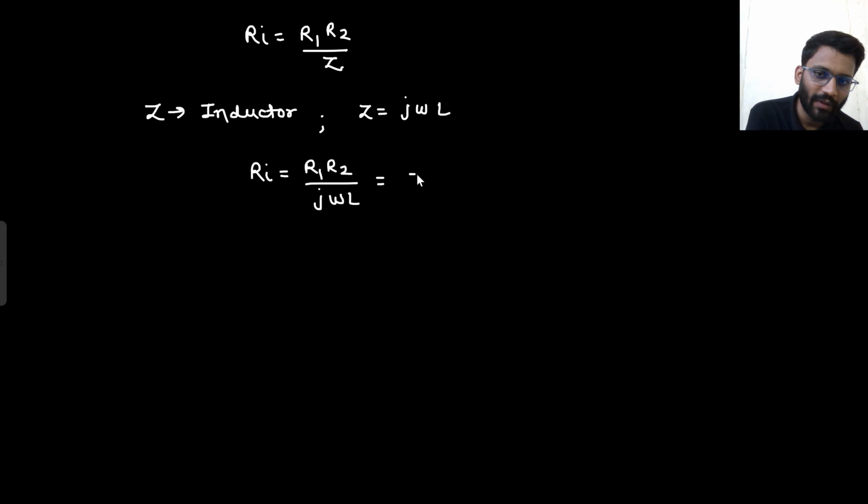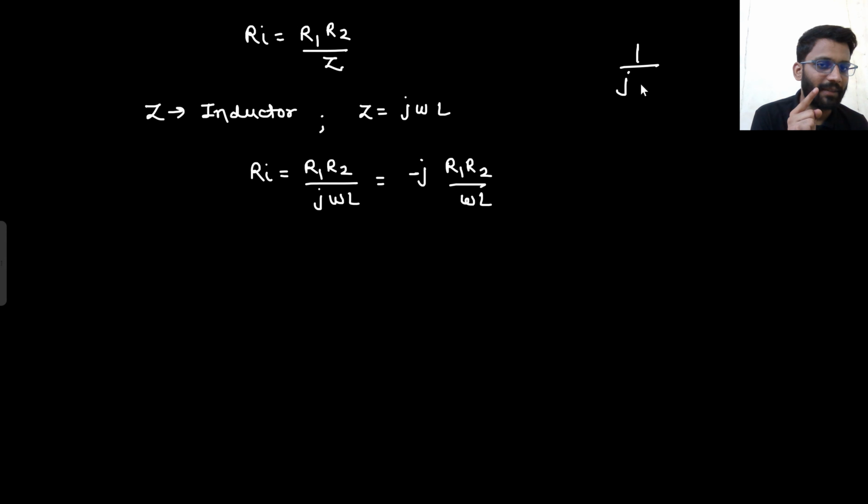So this j would go upward. It would be minus j R1 R2 divided by omega L. So isn't it acting as a capacitor? What is the impedance provided by the capacitor? That is 1 by j omega C, or you can write minus j by omega C.